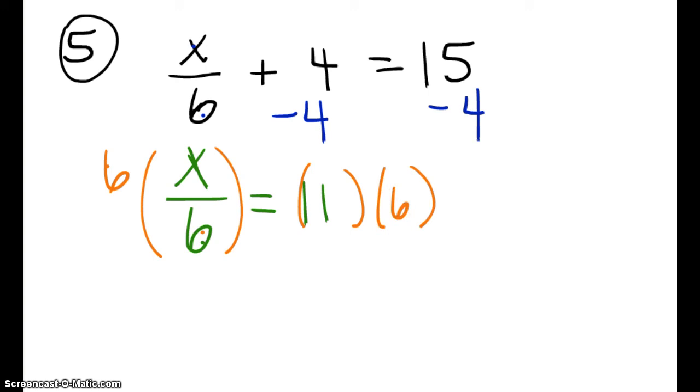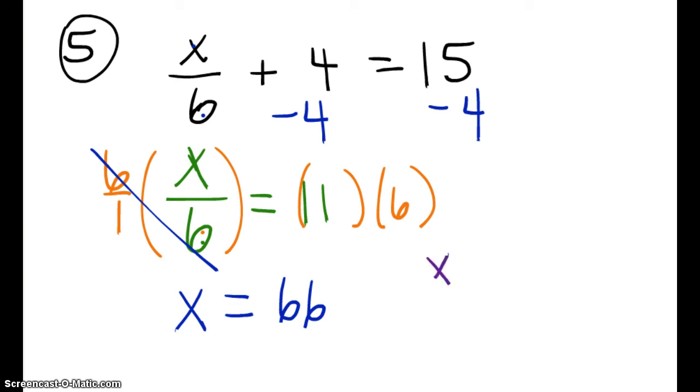So really, what you're doing is saying 6 over 1 times x over 6, which is 6x divided by 6, and those divide out. So I'm okay with you not actually writing that step, as long as you understand that what you're doing is those are dividing out. So we're left with x has a value of 66. So then let's go back and check it. So let's do x over 6 plus 4 equals 15.